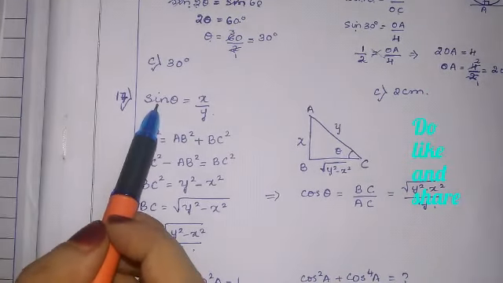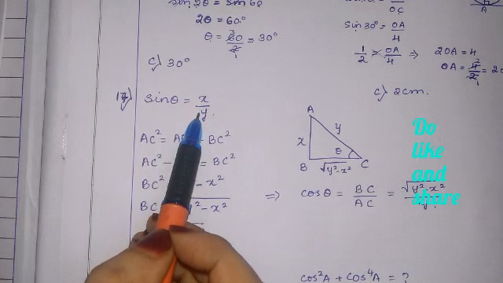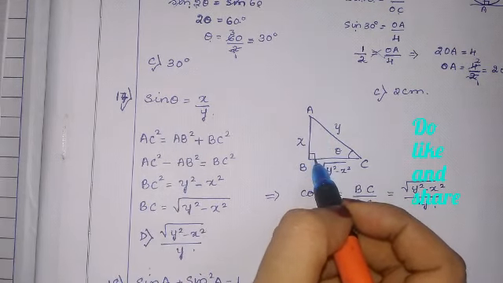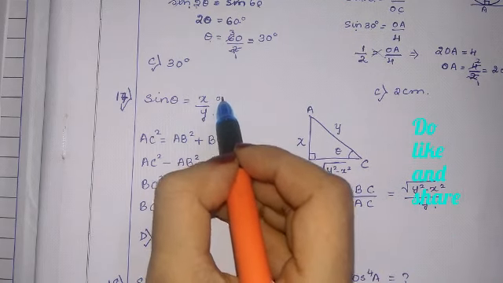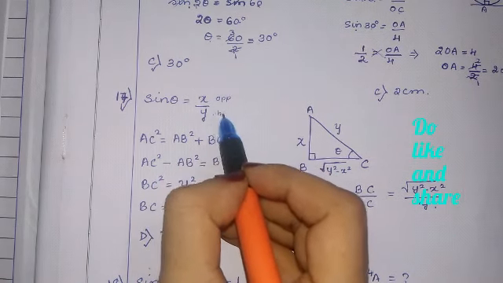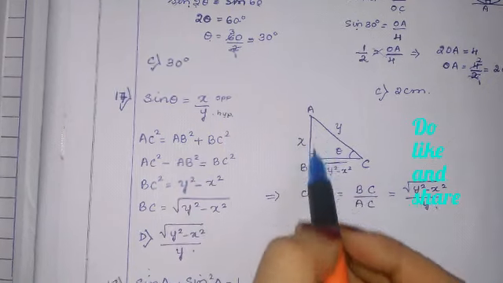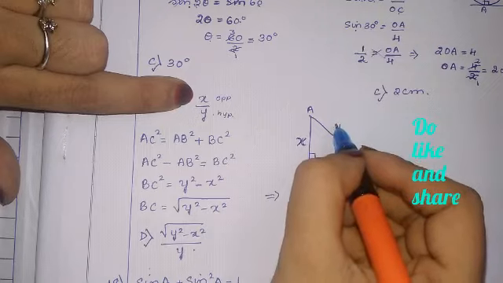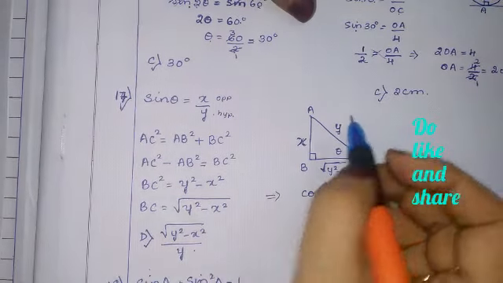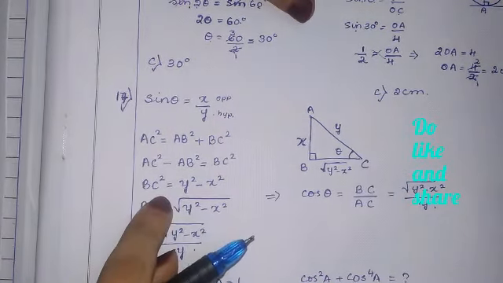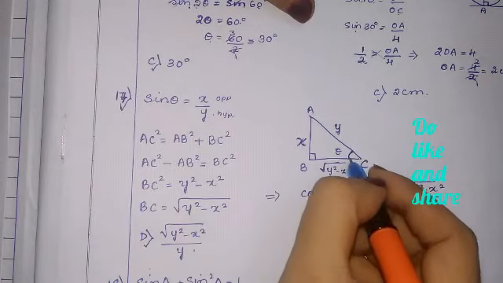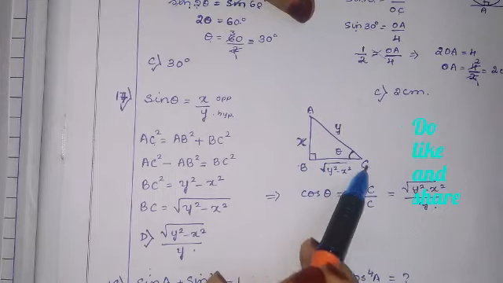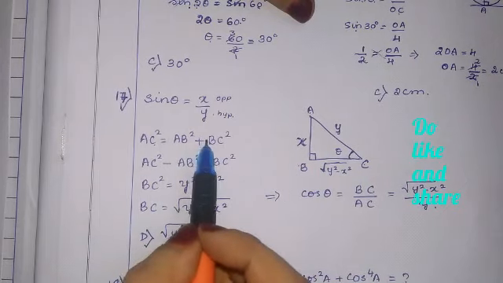Here sin theta is equal to x by y, only this they have given. So I have drawn the triangle here. Sin theta is opposite upon hypotenuse. Theta opposite is this, x, upon hypotenuse. So by using the Pythagoras theorem, AC square is equal to AB square plus BC square. I have written here.